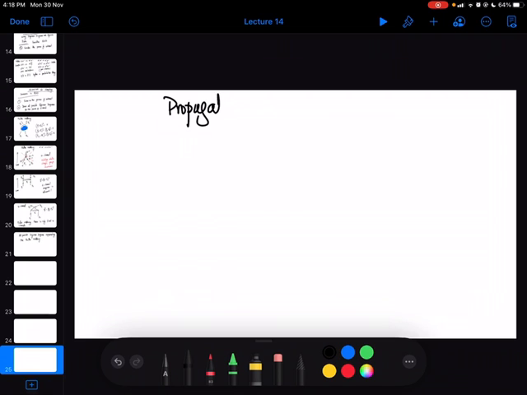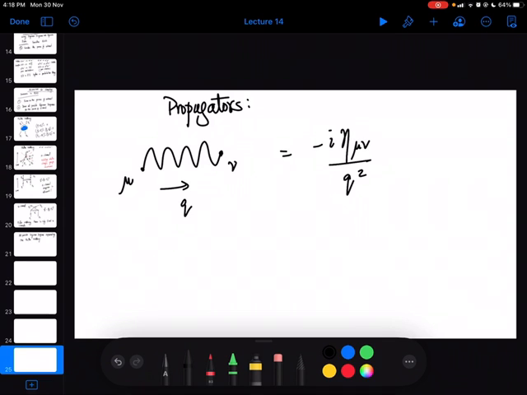Now the most important point is propagators. These are the virtual particles. For the photon, with indices mu and nu, this is minus i eta mu nu over q squared, where q is the momentum of the photon. And there are other factors, meaning there are issues with gauge invariance and gauge choice, but for the starting point we'll skip those things essentially.